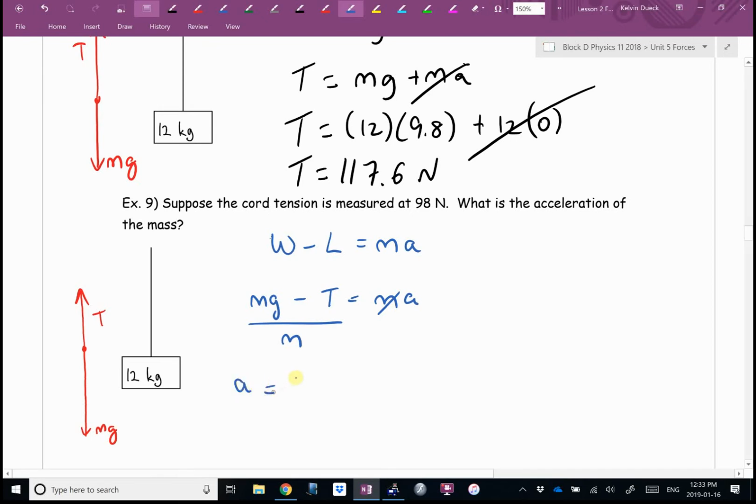A equals, what is m? How big? 12. How do you know? Kilograms. This is why I said it's worth memorizing what units go with what, so that it becomes kind of plug and chuggish. g, 9.8. Why not negative? We took care of the negative with our winner minus loser shtick. We don't need to put the negative. We're just putting magnitudes into this equation. Minus, what's tension?